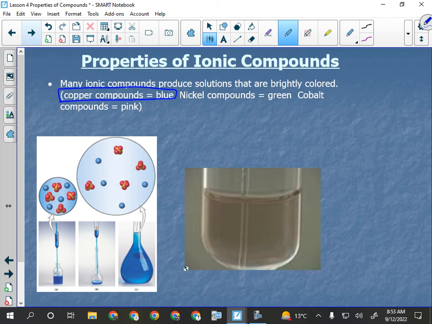Now, will a copper-containing compound be a crystalline solid? Like, let's say this. What kind of compound is that, ionic or molecular? Copper's a metal, right? This is copper two sulfate, so this is an ionic compound. So this will be a crystalline solid at room temperature. And because all copper-containing compounds are blue, this will be a blue crystalline solid at room temperature.